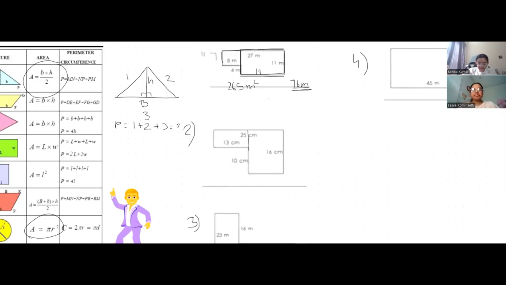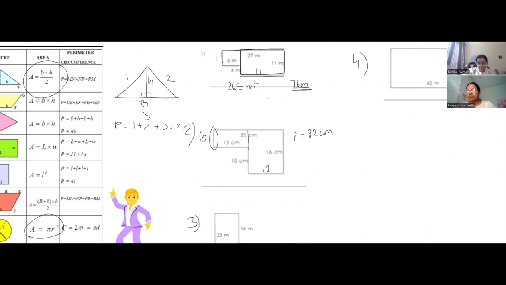To find the side lengths, like we said, for this side we can have 16 minus 10, which will give us 6. And then for our other unknown side, we can do 25 minus 13, which should give us 12. And they're both in centimeters, but I don't have enough space to write that. But remember, you'll always need your units. So to find our perimeter, we're just going to add up all the sides. So we're going to do 6 plus 25 plus 16 plus 12 plus 10 plus 13, which should give us a perimeter of 82 centimeters.